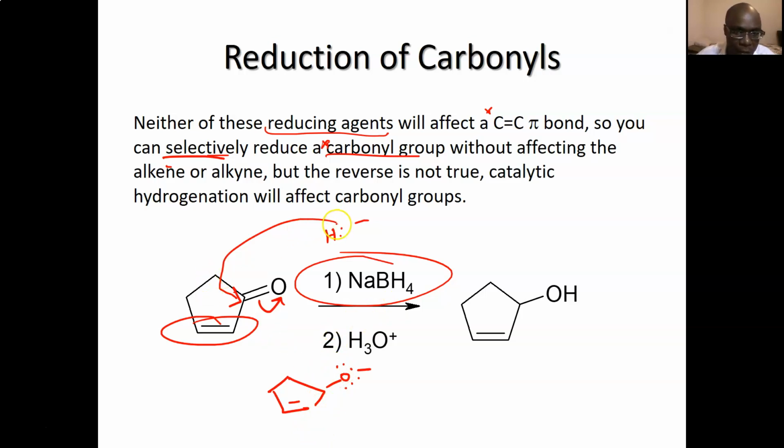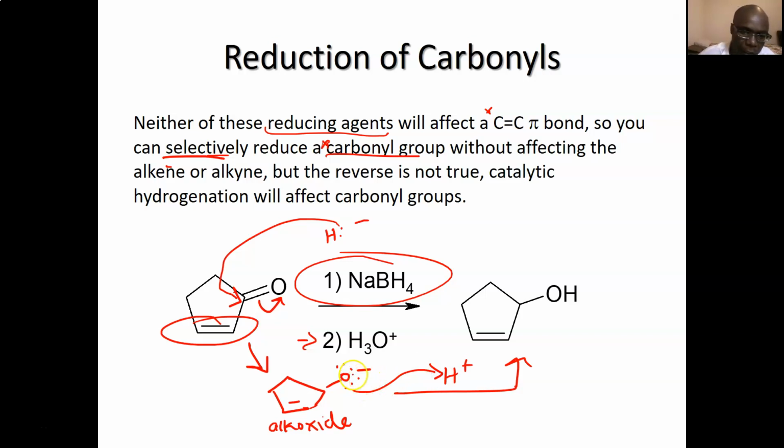So again, we attack using our hydride. That opens up. You get this intermediate, which is an alkoxide because you have O minus. And then step number 2 is just acidification. You're adding H plus, which will add on to the oxygen. Now the oxygen has 2 lone pairs and 2 bonds. It's neutral. That's a secondary alcohol because we started with a ketone.